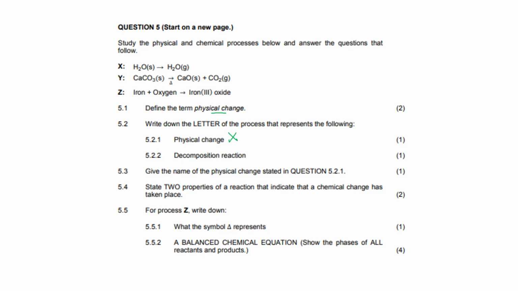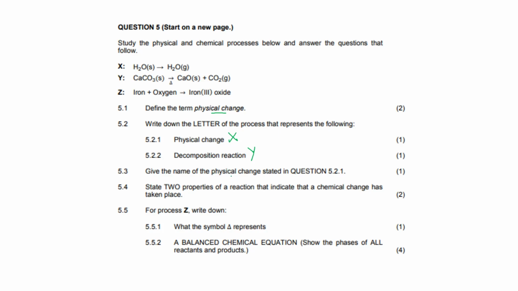A decomposition reaction is where a compound is broken down into its simpler substances. If we look at this one, calcium carbonate, you can see it's broken down into its simpler substances. Here we have iron and oxygen, it becomes iron oxide. It's not broken down, right? Only this one is broken down. So that's the decomposition reaction. So it has to be Y.